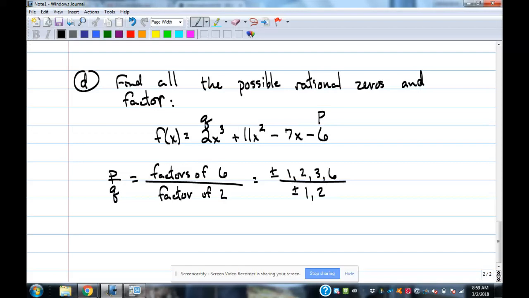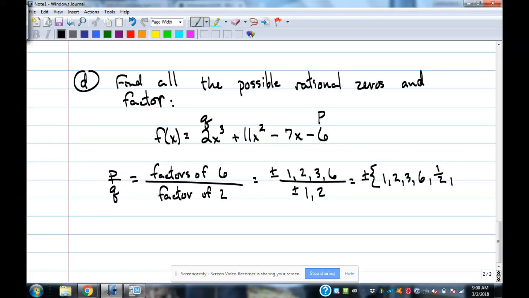So the first thing I'm going to do is divide each of those by 1. And it just gets me that list back that's on the top. So the P over Q list is plus or minus 1, 2, 3, and 6. And then when I divide each one of these on the top by the next factor on the bottom, what's 1 divided by 2? What's the fraction 1/2? What's 2 divided by 2?